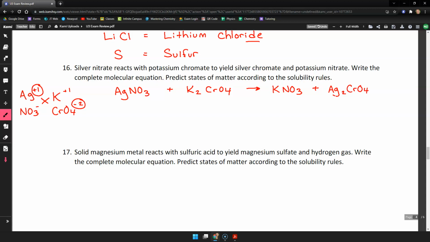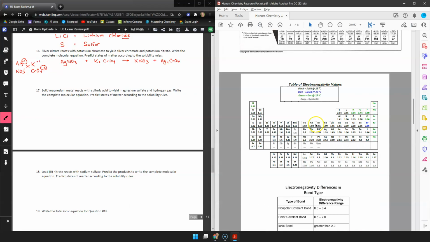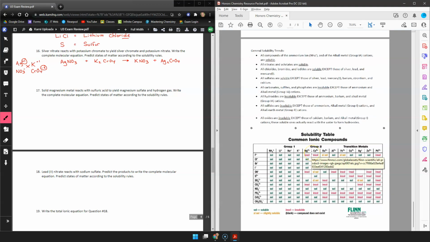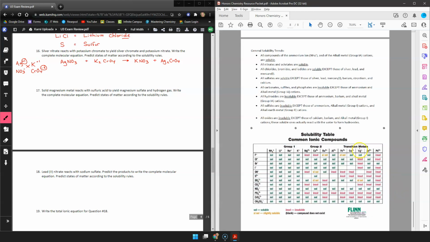Okay, so let's go through, and I think I can split screen this. Let's take a look at the solubility rules. So on the very last page, we have our solubility rules. So AgNO3, here's how this works. We find Ag, which is here. We have NO3, which is here, and we just find where they match up.